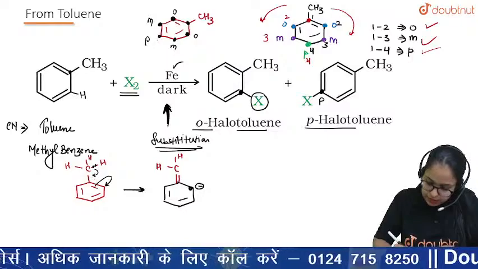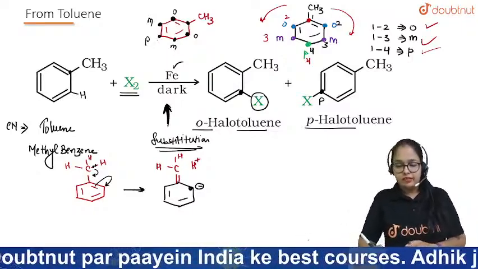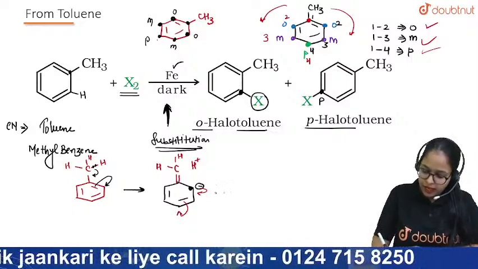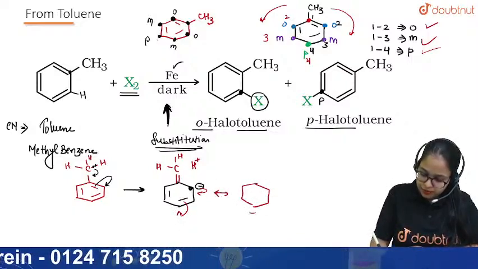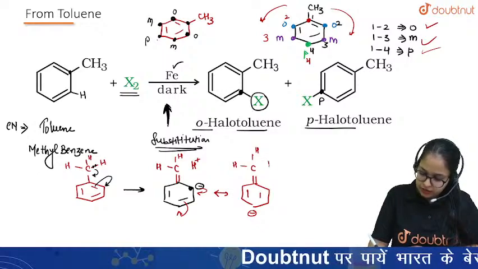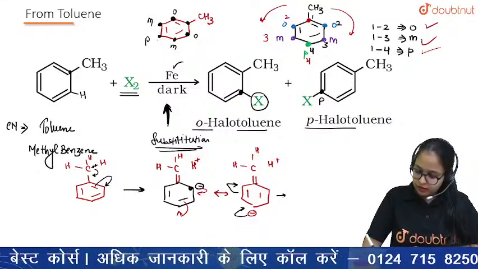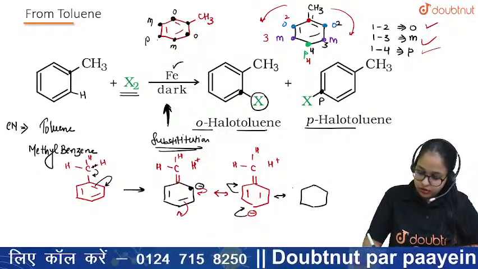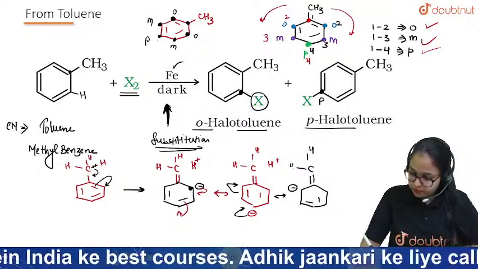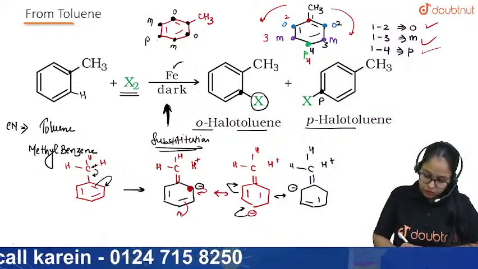The electron density has been shifted and taken away from H, so H positive is developed. This electron density on the ortho position will further resonate and increase the electron density at the para position as well. So they are your hyperconjugating structures and resonating structures, right? This negative charge will further undergo resonance and generate electron density again back at your second ortho position.